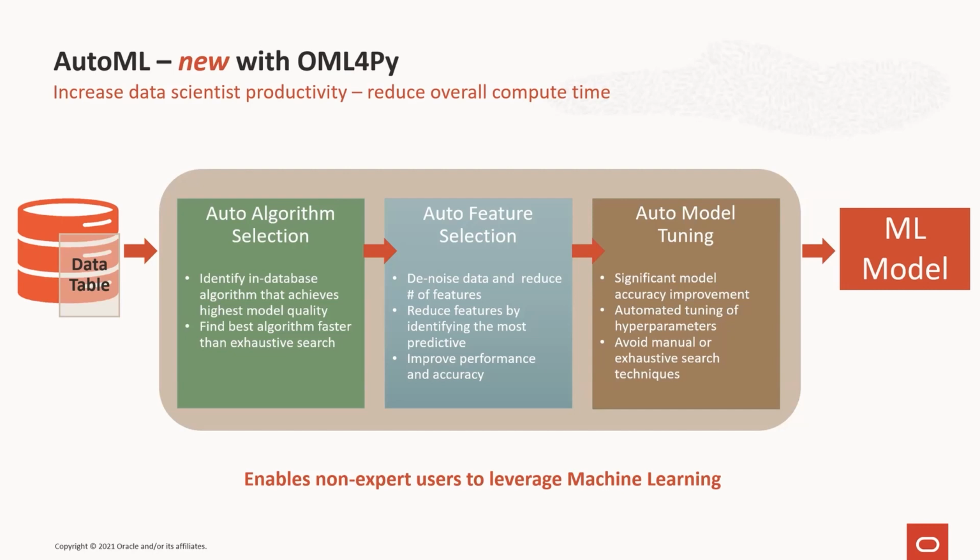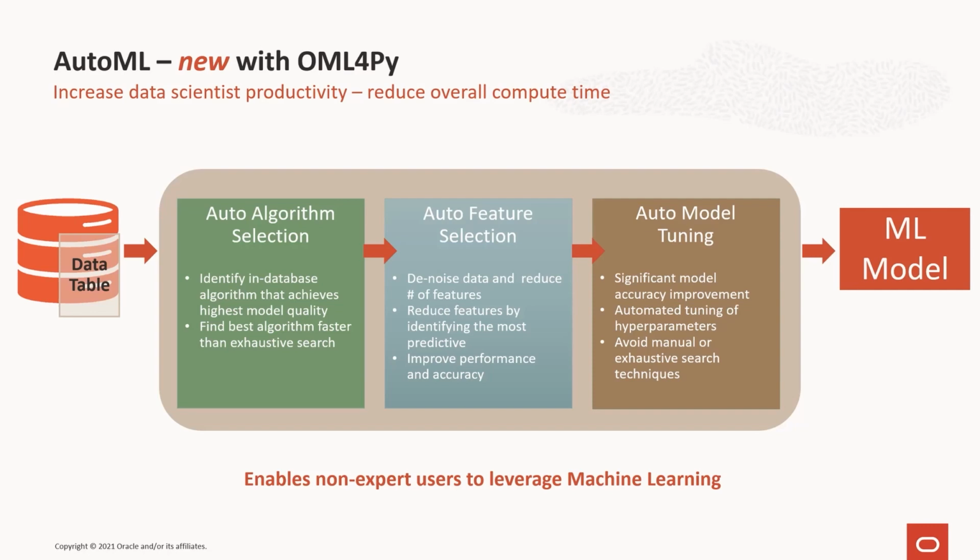OML for Py's AutoML consists of 3 steps. With automated algorithm selection, the goal is to identify the in-database algorithms likely to achieve the highest model quality. Using meta-learning, AutoML leverages machine learning itself to help find the best algorithm faster than with exhaustive search.